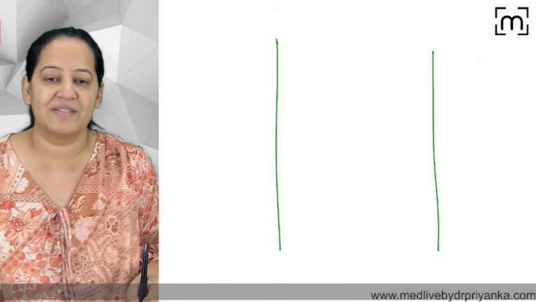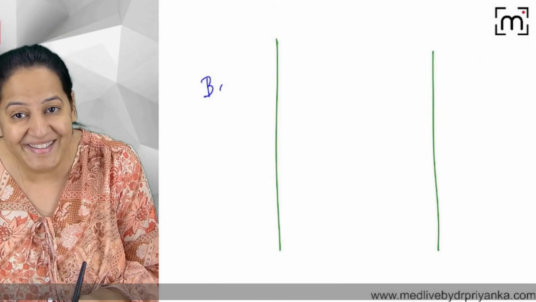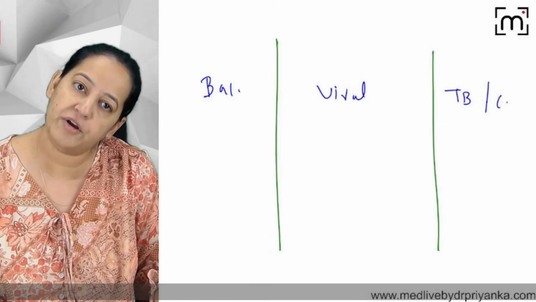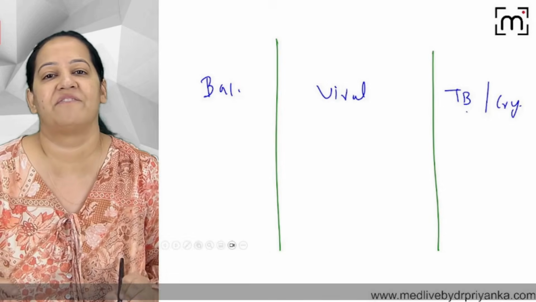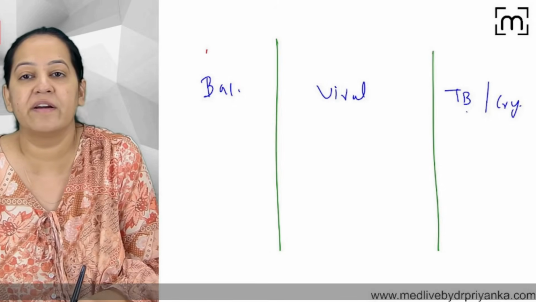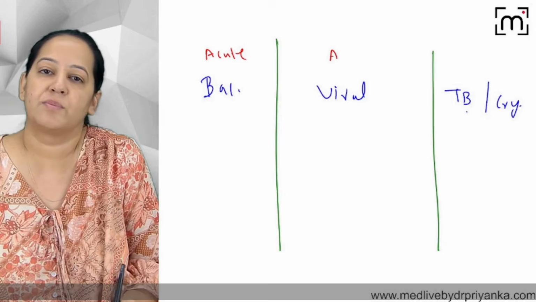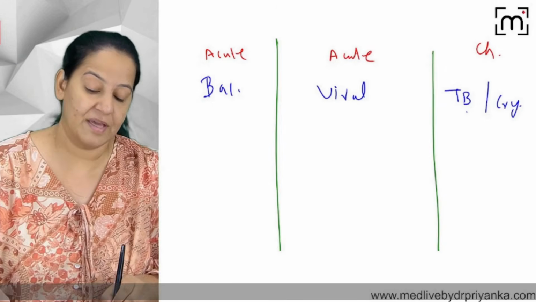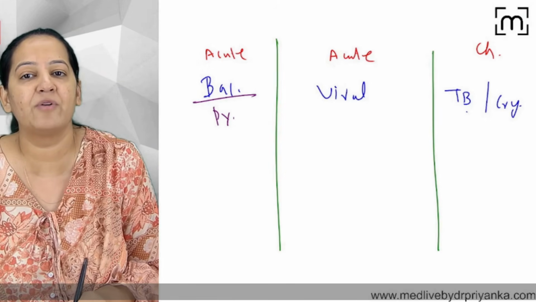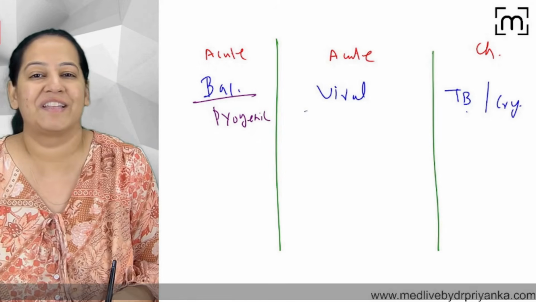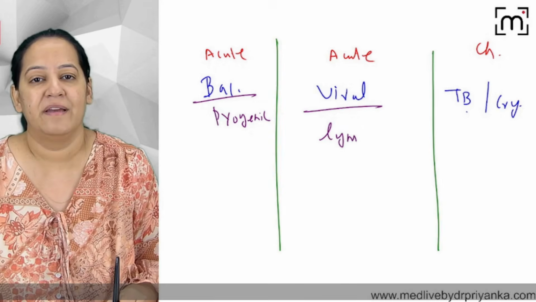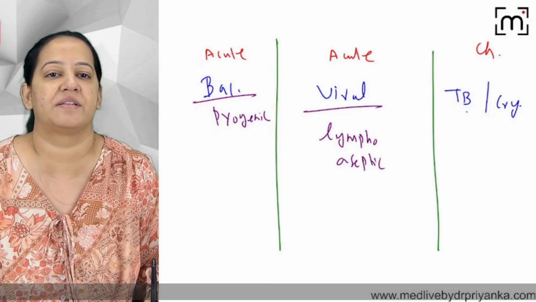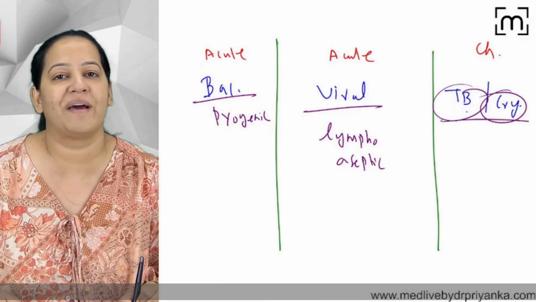So say the three types of meningitis. One of them is bacterial, second is viral, and third is tubercular or cryptococcal. One bacterial, one fungal. Now which one is acute, which one is chronic? This one is acute, this one is also acute, and this one is chronic. Now say their other names. This one is known as pyogenic meningitis, acute pyogenic. This one is lymphocytic, acute lymphocytic meningitis, also known as aseptic meningitis. And this one is tubercular or cryptococcal meningitis.